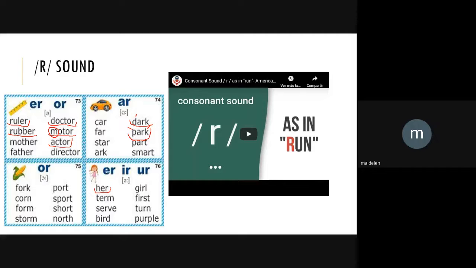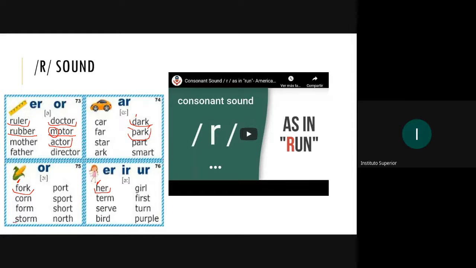Here: hot, hot. Remember how we produce this sound. Hair, hair. Okay, good. This one. Remember how we produce this sound: fork, fork, fork. Okay.